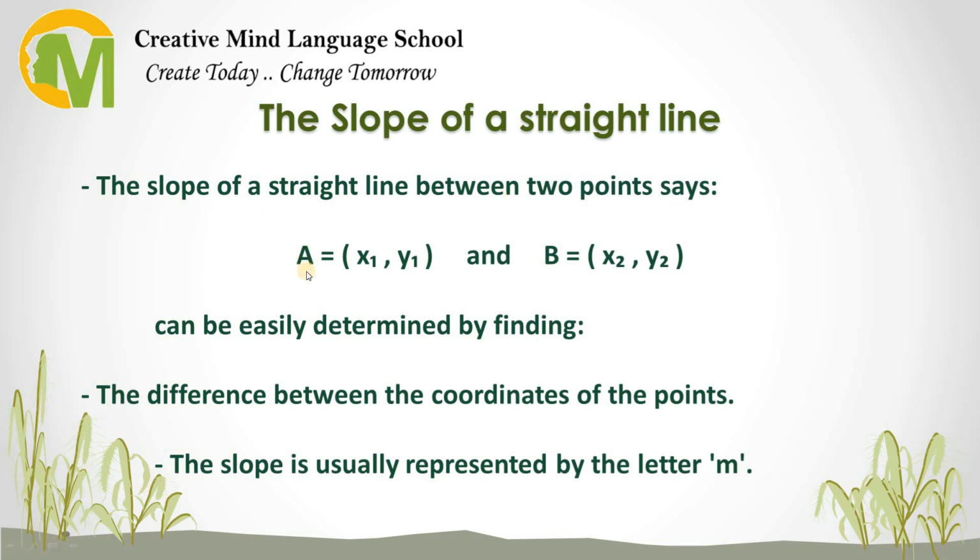For example, here we have 2 points A and B. The coordinates of point A are x1 and y1, and the coordinates of point B are x2 and y2. Now we can easily determine the slope by finding the difference between the coordinates of the points. Another point we should know is that the slope is usually represented by the letter m.